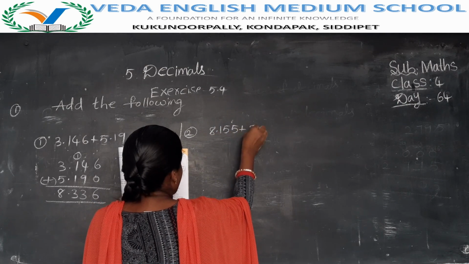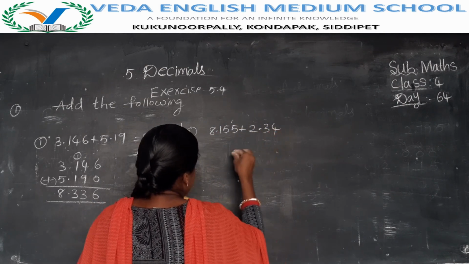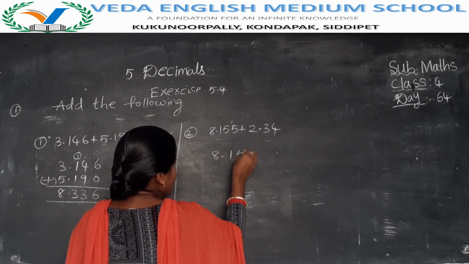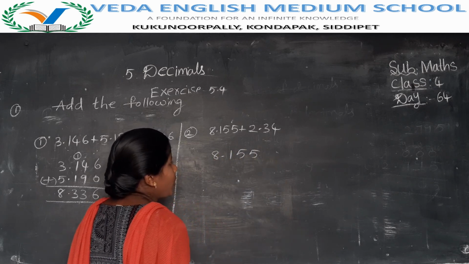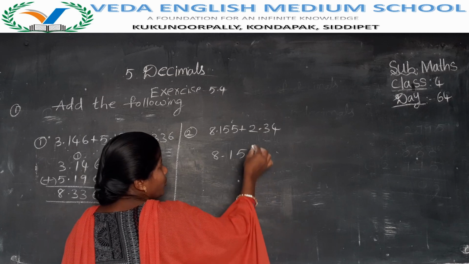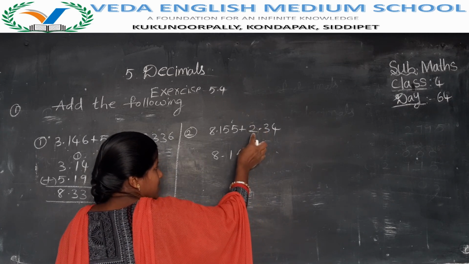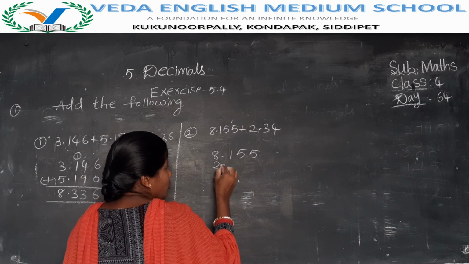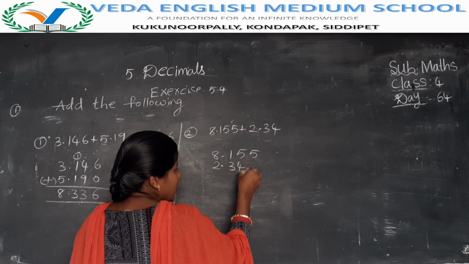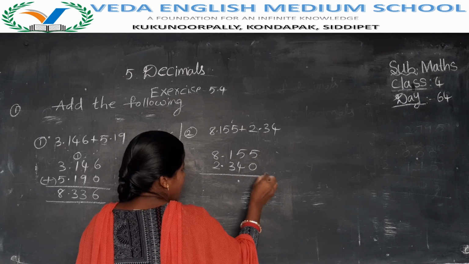Then the second one: 8.155 plus 2.34. How to add this? In this 2.34, 2 is in the whole number part. In this whole number part, we have the ones place. In the ones place we have 2. So 2.34. If the digits are not sufficient, then you can write zeros and add them.